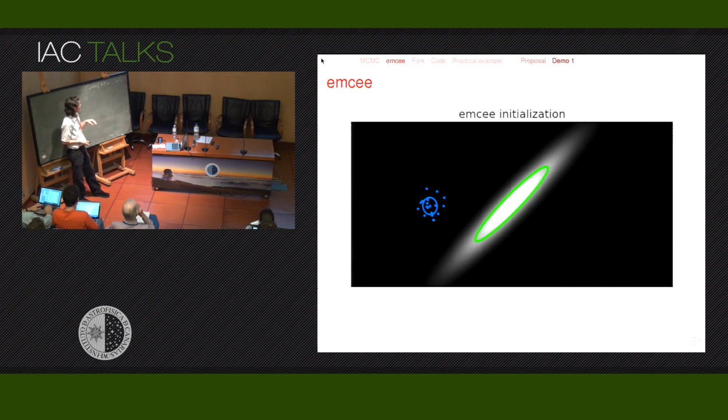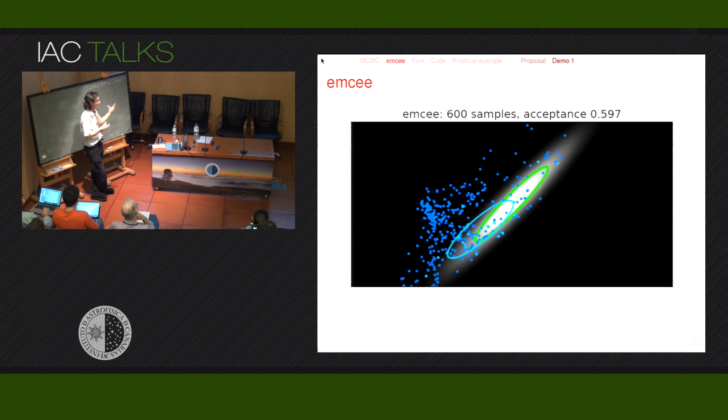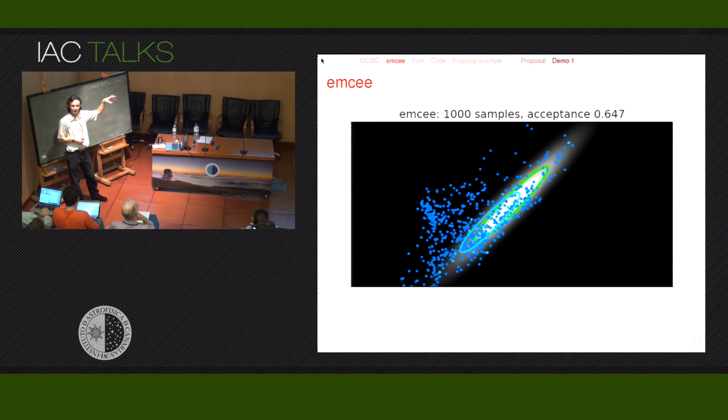Okay, going back to this view of it, after a few steps, you can see that it starts to move over in that direction. The blue circle is showing the covariance of the walkers, basically the current estimate of what the variance is. After a few steps, it finds the peak and also has a good estimate of what the shape of the peak is.